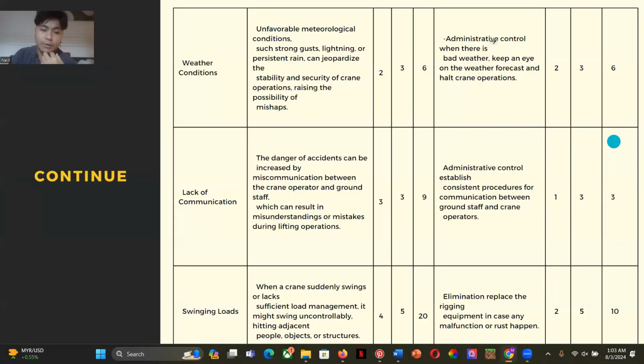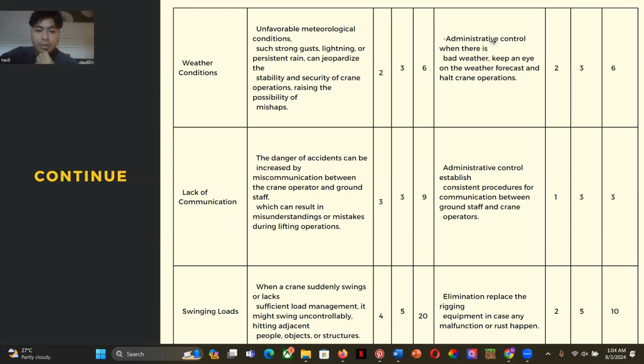Okay, I will continue the significant hazard part. So the first one is weather conditions. Unfavorable meteorological conditions such as strong gusts, which is strong wind, lightning, or persistent rain can jeopardize the stability and security of crane operations and raise the possibility of malfunction or mishaps. To control that, I suggest that when there is bad weather, the employee or employer has to keep watch on the weather forecast so they can halt the crane operation, which means they can pause the operation for a while until the weather has stabilized.